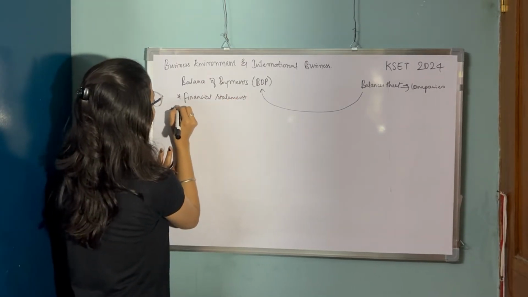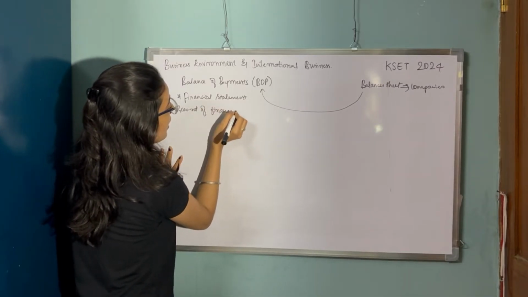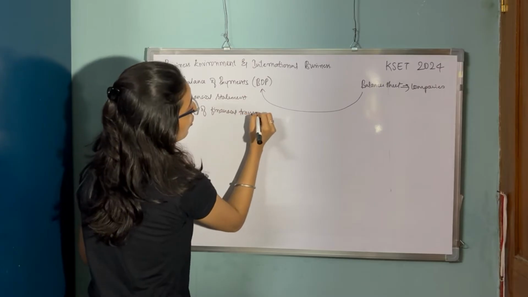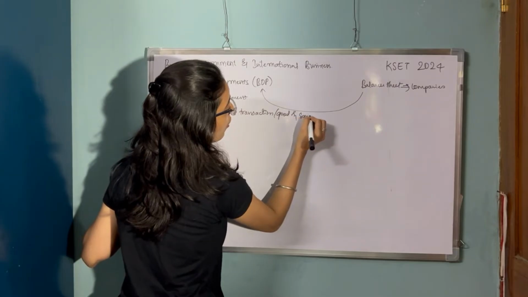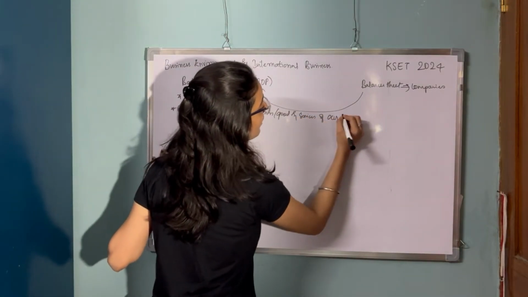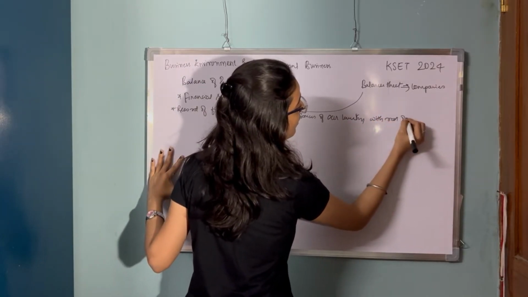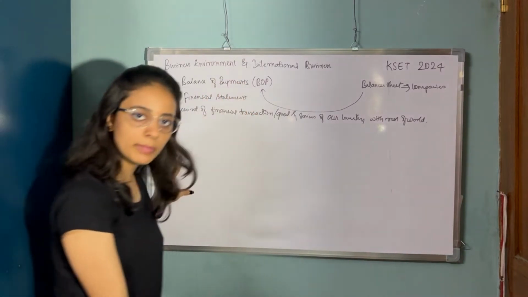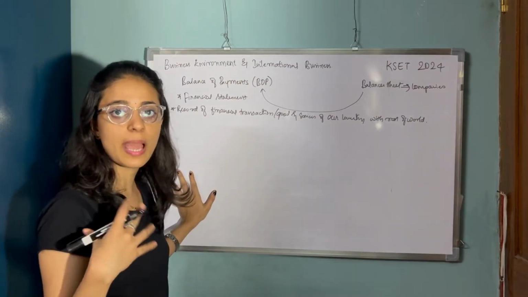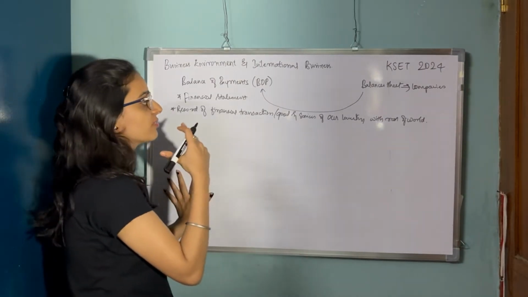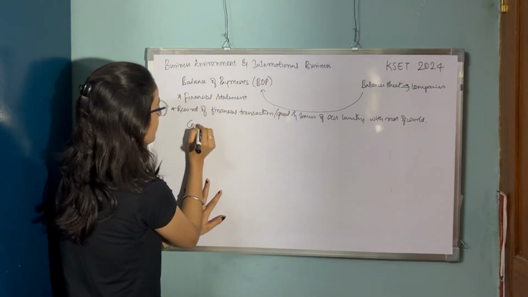It's a record of financial transactions or of goods and services of our country with rest of the world, right? This is nothing but BOP, that is balance of payment. It gives us complete information about the transactions with the rest of the world, right? There are three components of BOP.